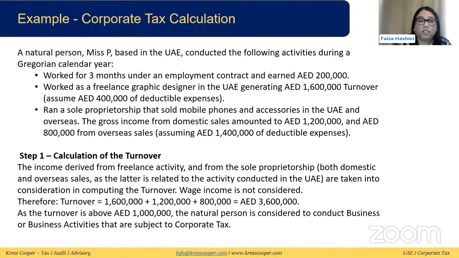So when we are calculating this turnover, we will exclude the wages. We will include the turnover from the freelance graphic designing. We will include both the domestic and the international sales from the selling of mobile phones, since it's an activity conducted in the UAE. After this, we will calculate the turnover. In this example it is 3.6 million, which is over 1 million. So this person will be required to register for corporate tax.